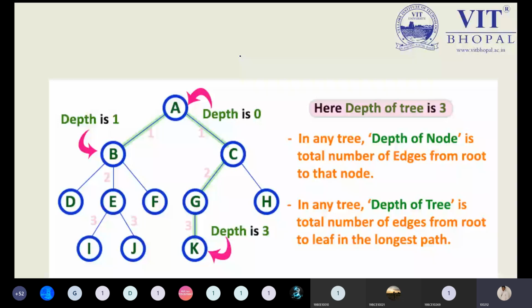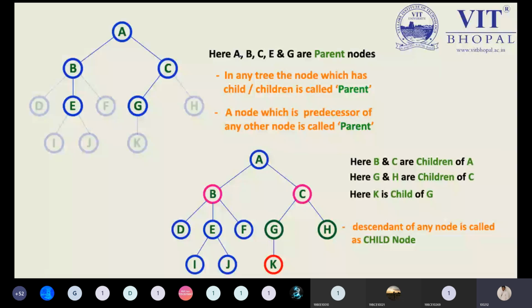But let us have some more idea about some other nodes. Those are the parent node and the child node. In a tree, a node which has a child or children is called a parent node. As you can see, A is the root node, and B, C, G, E are the parent nodes. This part we have also already covered. And here you can easily note that B and C are the children of A. Theoretically, it is clearly mentioned over there. And G and H are the children of C.